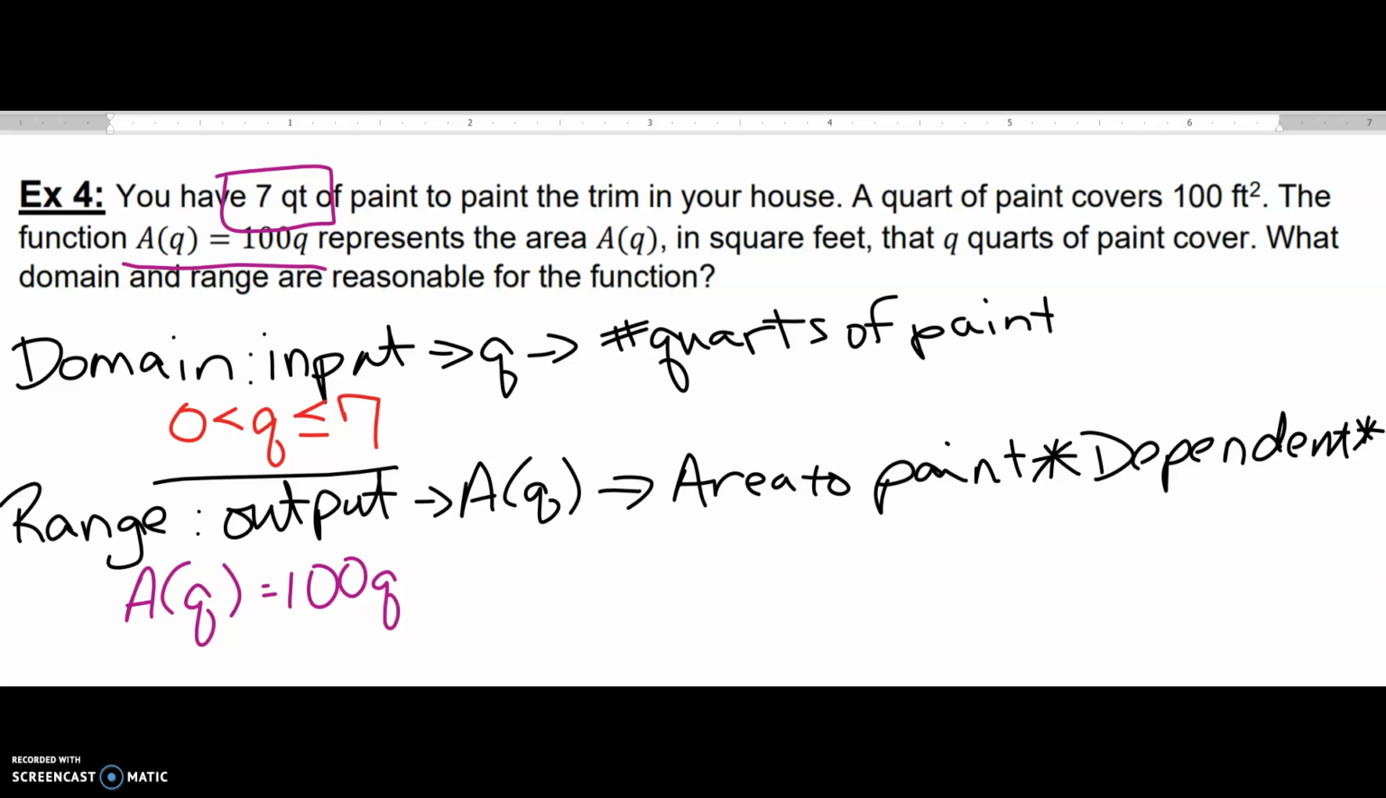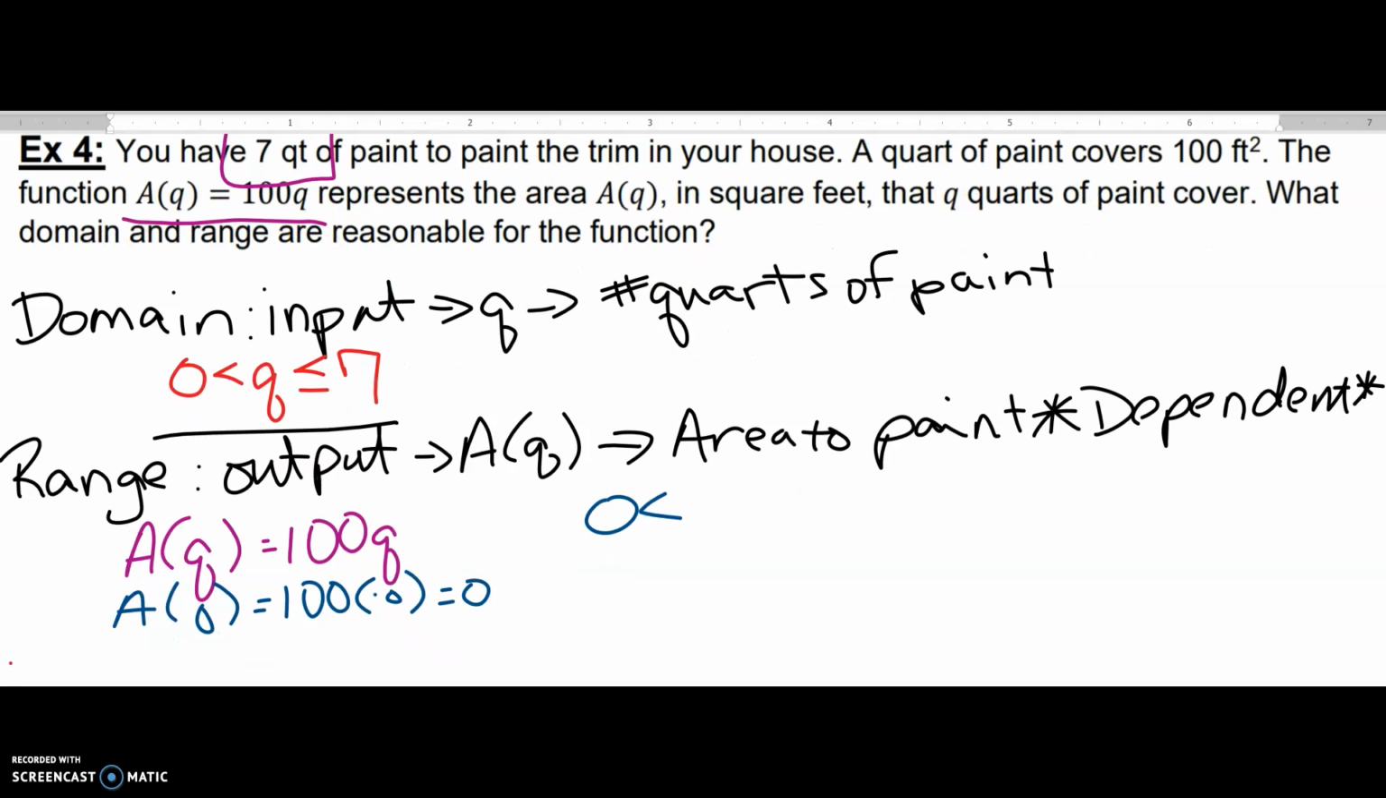Now, of course, if we use 0 quarts of paint, that means that we're not going to get any painting done. So our range is going to start with 0 because A of 0 equals 100 times 0, which is 0. So our range is going to start at 0. And we're not going to include that because we don't want to paint nothing. We do want to paint something on this.